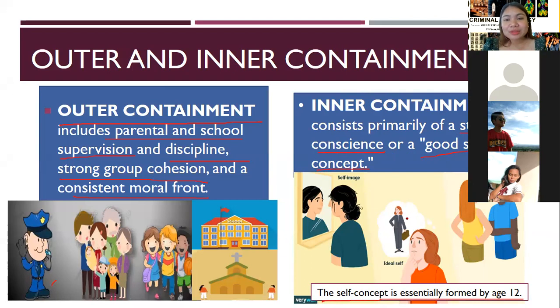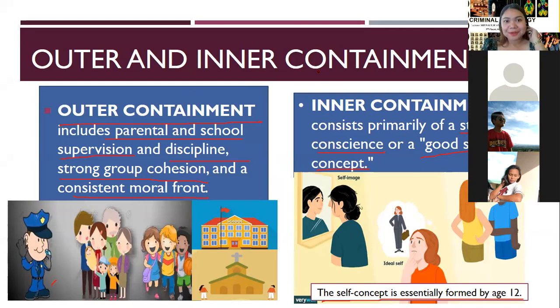So according to containment theory, when Walter Reckless was doing this study, he theorized that the self-concept of a person is already formed by the age of 12. Meaning, the years from early childhood up to 12 years old are very crucial formative years, because that is where a good self-concept is developed. Self-concept is how you view yourself, your self-esteem, your self-image, how you see yourself in the near future.